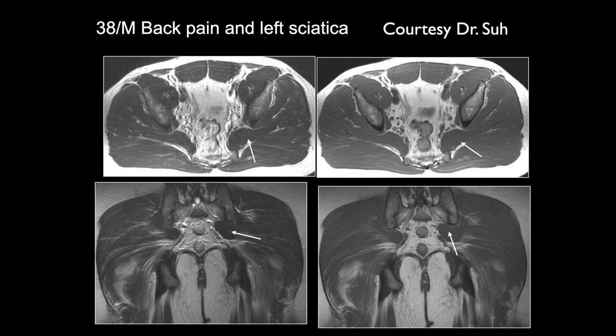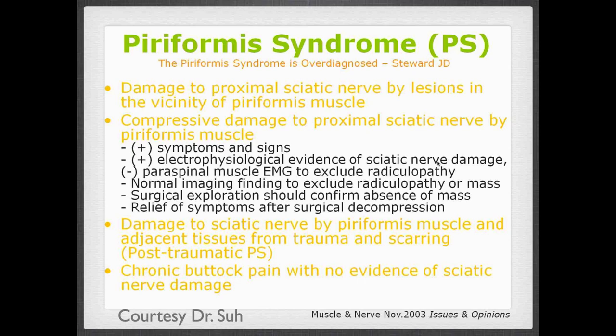Back pain and left sciatica. So I think the arrow is pointing to the piriformis. It's just showing that the left piriformis is asymmetrically enlarged compared to the right, which may be compressing the sciatic nerve. So, just piriformis syndrome.